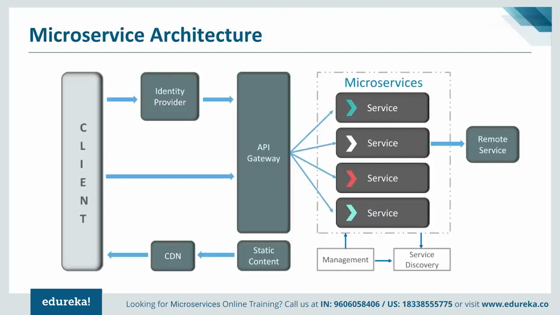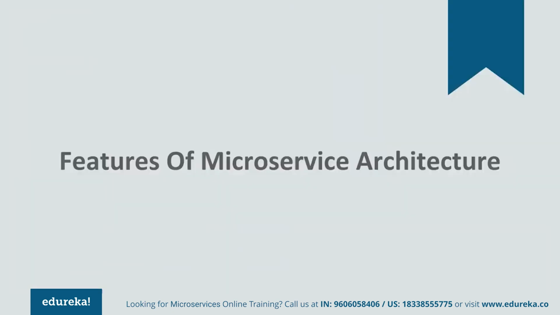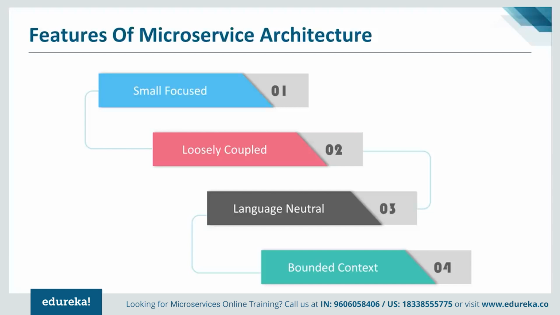So I hope I am clear with the architecture. Let us focus on what the features of microservices architecture are. The first feature is small focused. What it means is that the aim of microservice architecture is simplicity, so that it can be rewritten and maintained without any extra effort by the development team, right? That's what I mean by small focused.